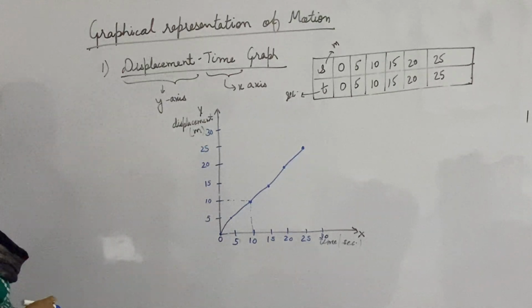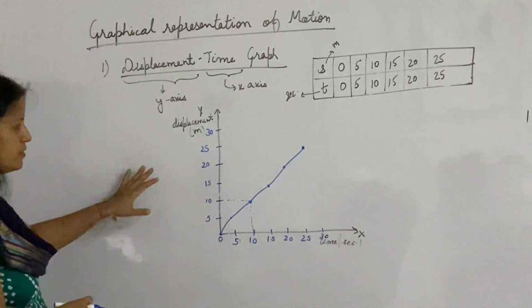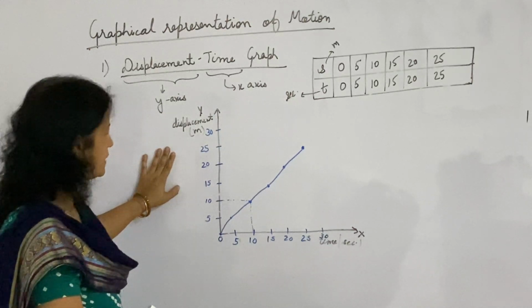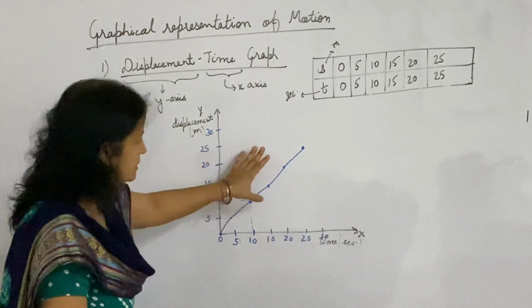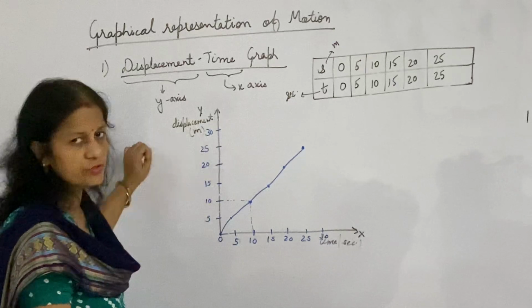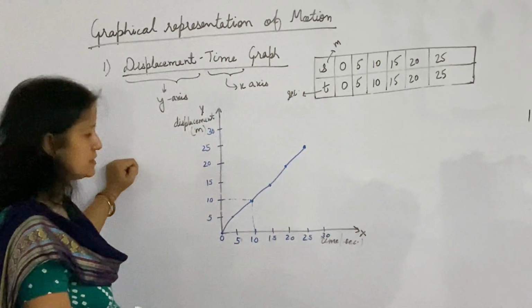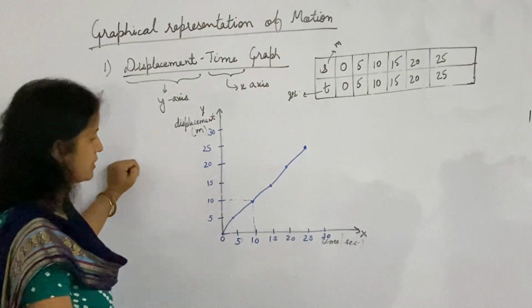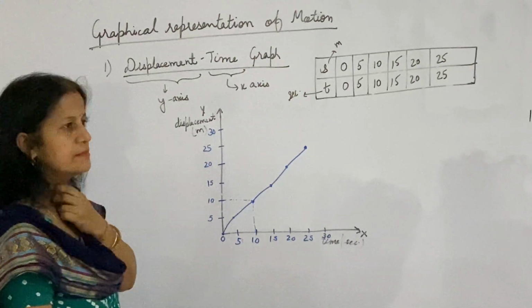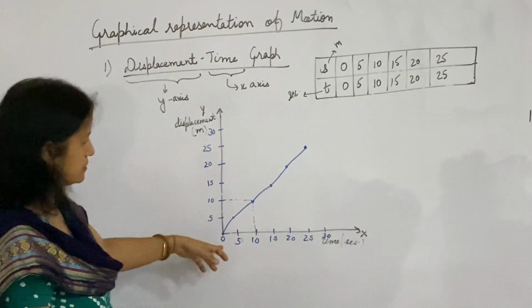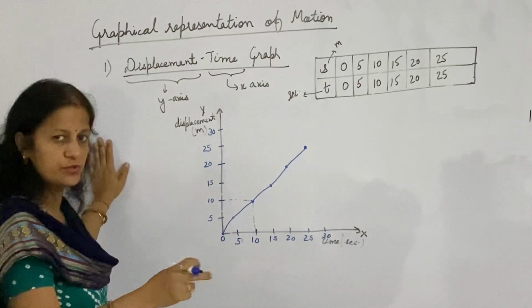It means there is uniform displacement in uniform time periods. It means that the object is moving with a uniform velocity. That's why it covers equal displacement in equal intervals of time. Maybe the direction of velocity may be changing, but the object is moving with uniform speed.